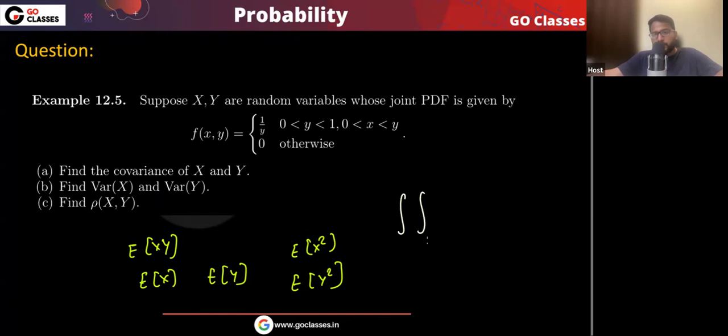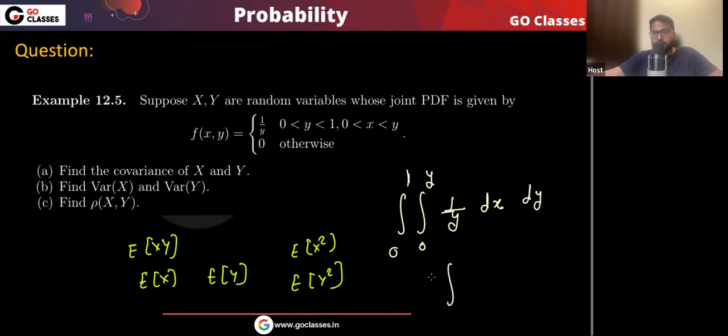Okay. So how to find out the expectation of xy? It will be the integral over, let's suppose, dy, right? So initially let's just put the limit of x. What is the limit of x? 0 to y, right? And the limit of y will be 0 to 1. Cool. This is dx dy.